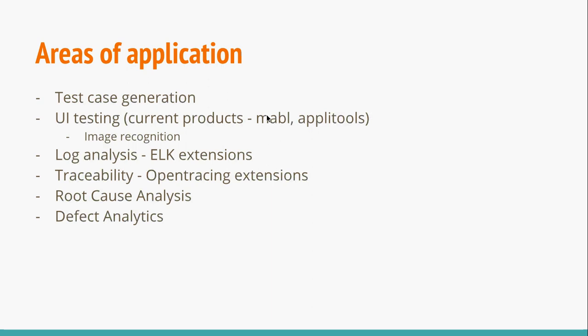Okay. So test case generation can be done. Basically, what you can do is extract this information from your functional spec or your design doc, and then the system itself can do test case generation. You can train it so that when you give a standard formatted functional spec or design doc, it can extract it. Actually, UI testing is the most well-known.